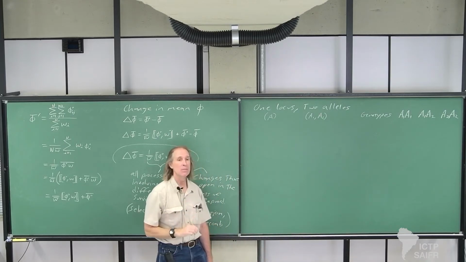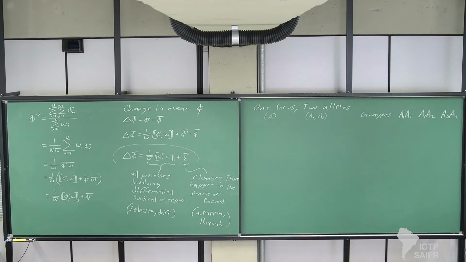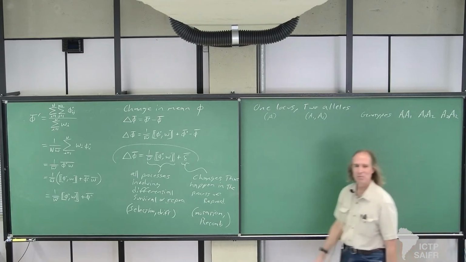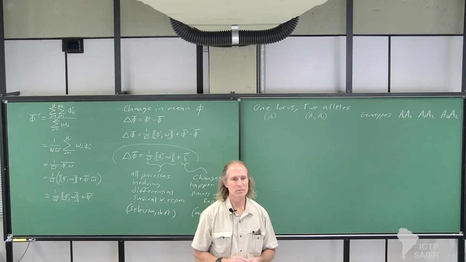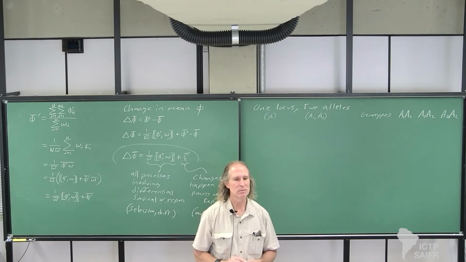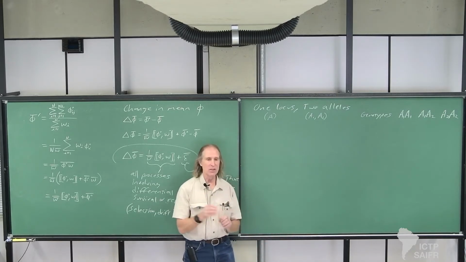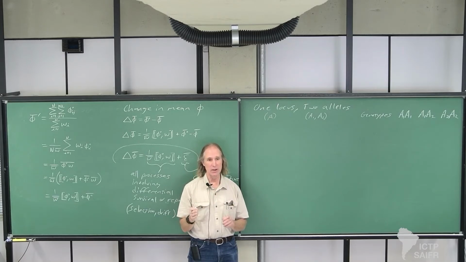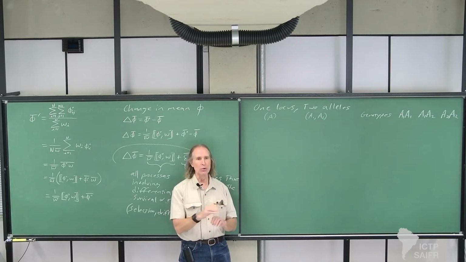Yes? Could you just repeat why we can't introduce selection into coalescent theory? It turns out that assumption that the number of descendants was independent, identically distributed for each gene copy, you can't relax that without losing all the things that make coalescence simple.